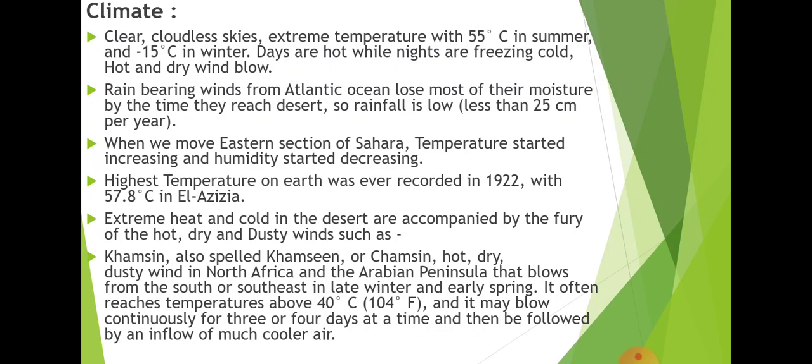When the rain-bearing winds from the Atlantic Ocean move, they precipitate in the coastal areas, but by the time they reach the middle part of the continent they have lost their moisture, and because of that the rainfall is very low. It's about 25 centimeters per year.